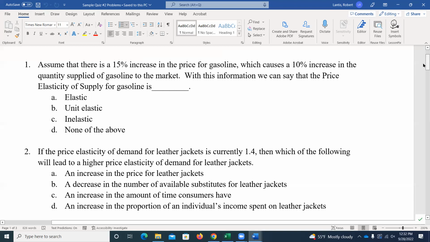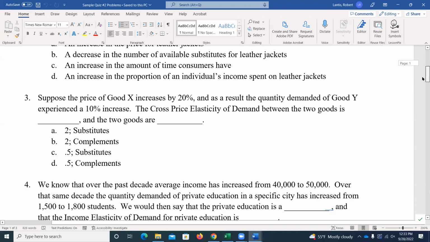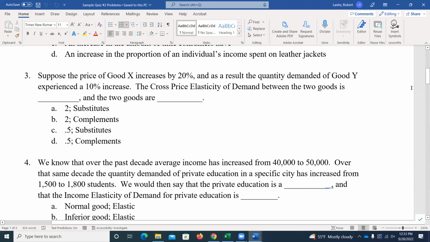So there's two other types of elasticities, and they tell us something about the goods: the income elasticity and the cross price elasticity. A good example of what this might look like is I give you the percentage change in the price of good X. I say as a result, the quantity demanded of this other good Y changed by this percent. I want you to calculate the cross price elasticity, and based off of that, it should tell you whether or not they're substitutes or complements.